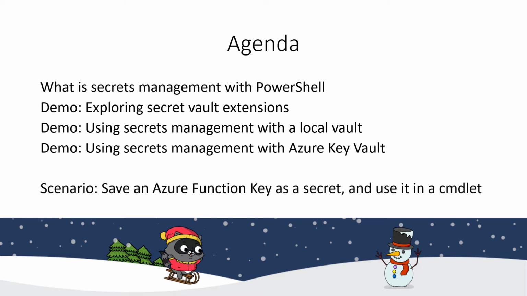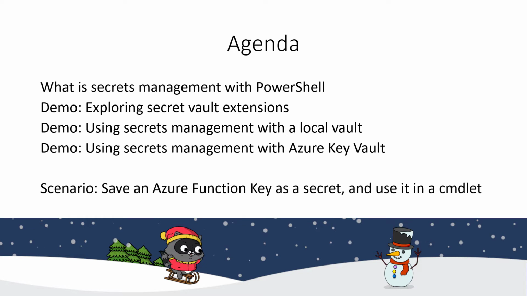So the scenario that I've got here, look, it's a pretty basic one, but I did want to show an actual demo of using this. So I'm going to save an Azure function key as a secret. I'm going to save it inside both of those vaults actually, and then we'll use it in a commandlet because I've got an Azure function which is triggered just using HTTP, but to actually trigger it, we need to pass through the function key as a parameter in the URL. So we're going to save that as a secret and then use it in a command to show the function being successfully triggered.